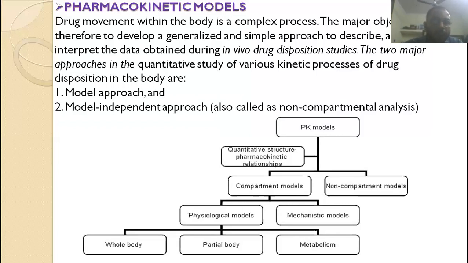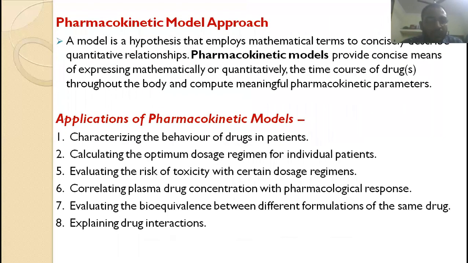It is a flowchart which shows the different pharmacokinetic models divided into compartment models and non-compartment models. Compartment models are further divided into physiological models or mechanistic models. Physiological models are applied on whole body, partial body, or metabolism. Then second is pharmacokinetic model approach.